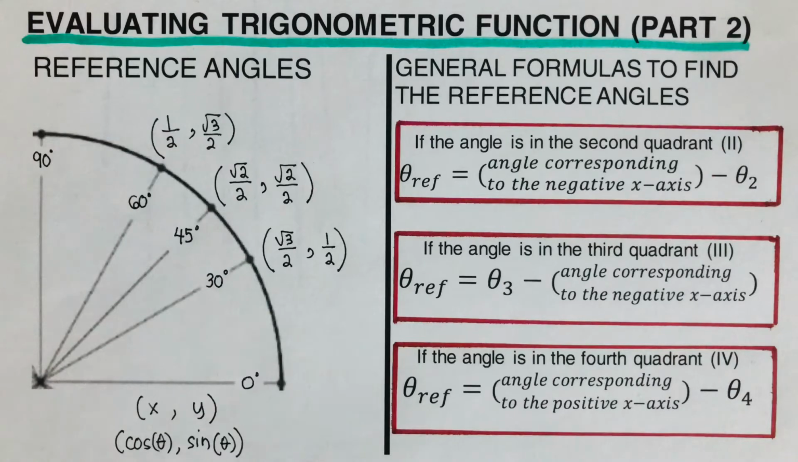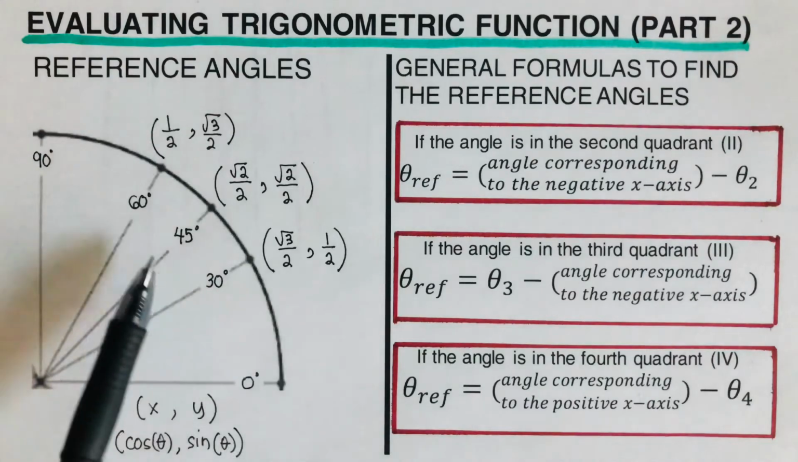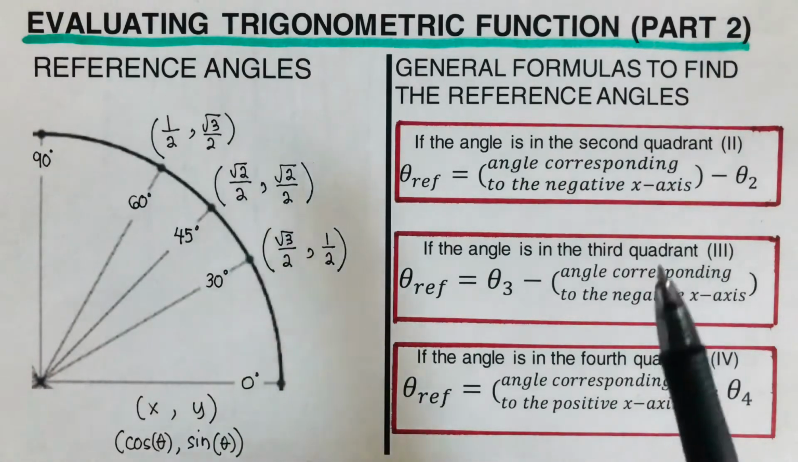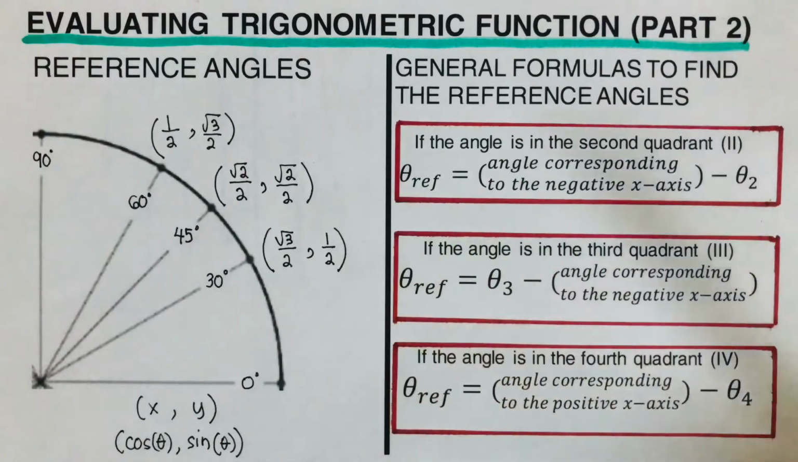Please remember that these reference angles are very important because once we know the values for each of these angles, we will be able to determine the rest of the values around the unit circle. So we need to determine the reference angle of a given angle. These are the formulas to determine the reference angle: this is the formula we use when the angle is in the second quadrant, this one for the third quadrant, and this one for the fourth quadrant. Now let's have an example to better see how this formula works.